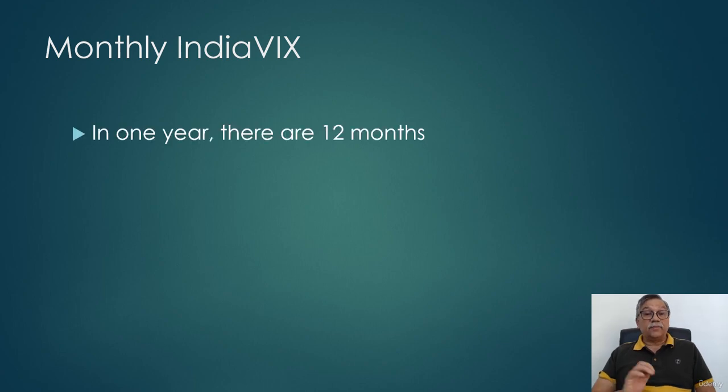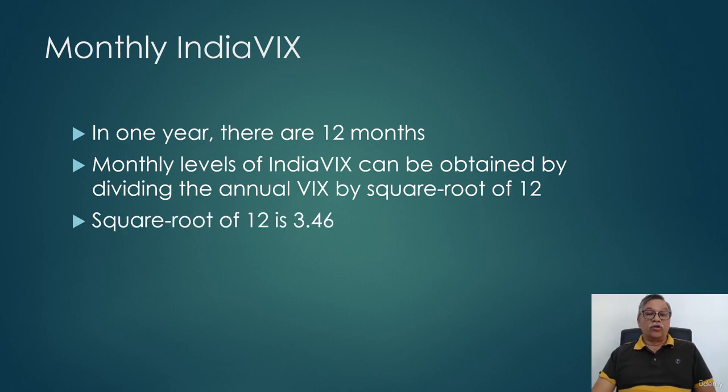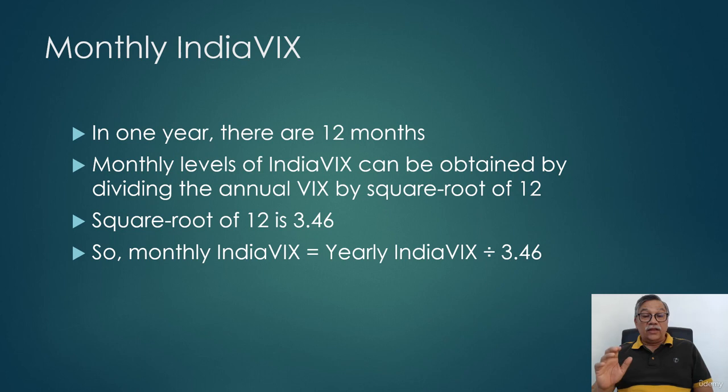Now let us see monthly IndiaVIX. How to convert the long-term annual VIX to monthly. Let us see that. In 1 year, how many months are there? We know there are 12 months. So you take your annual VIX and divide it by square root of 12. How many times spans you want? 12 spans. So square root of 12. Square root of 12 is 3.46. So your annual VIX divided by 3.46 is monthly VIX.